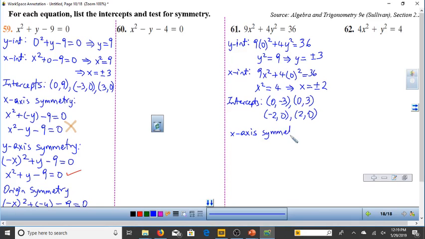As before, we will replace all our y's with negative y. 9x squared plus 4 times negative y squared is equal to 36. So then I simplify, I get 9x squared plus 4y squared equals 36. Turns out this one checks out.